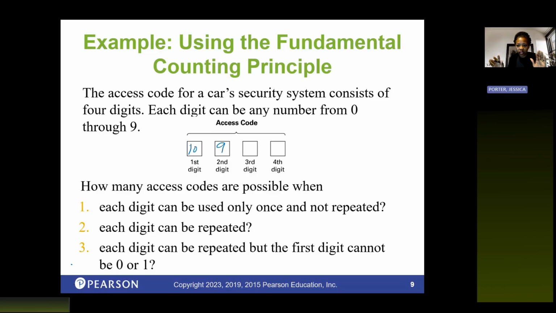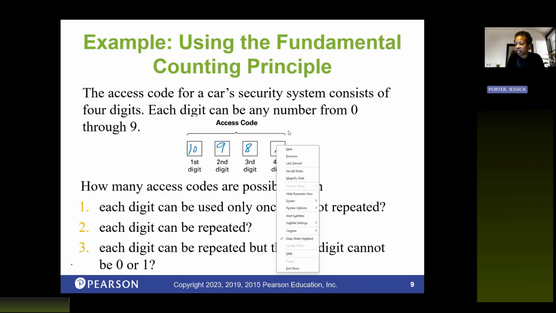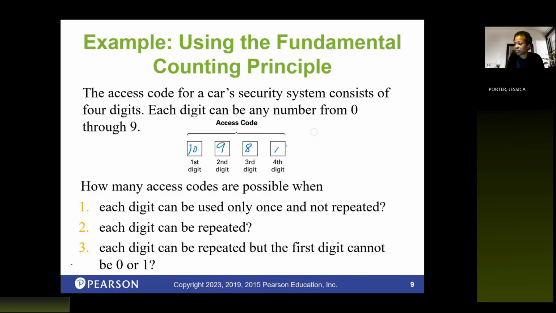And so you see a pattern emerging. What about the third digit? How many numbers do I have to choose from? 8. You're right. And then the last one, of course, we know you got the pattern, is going to be 7 numbers. Okay. So what we're going to do is multiply 10 times 9 times 8 times 7. How many access codes are possible? What's 10 times 9 times 8 times 7?